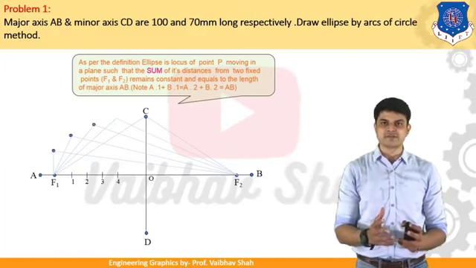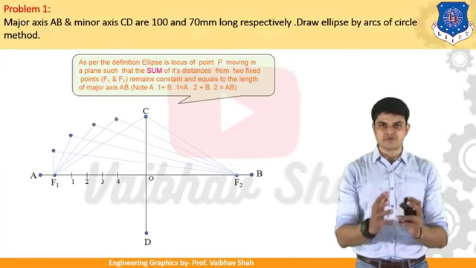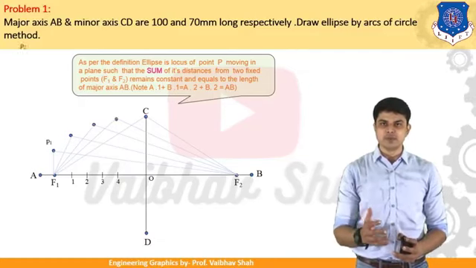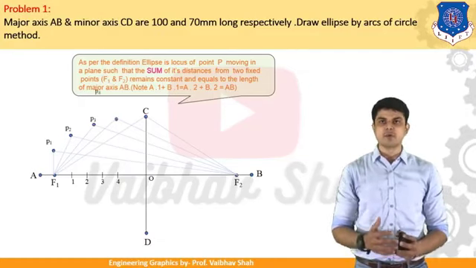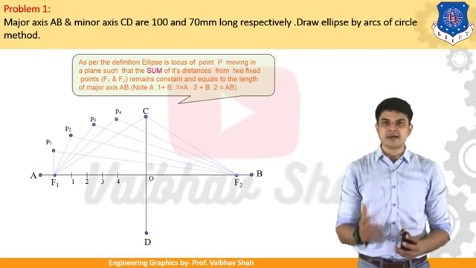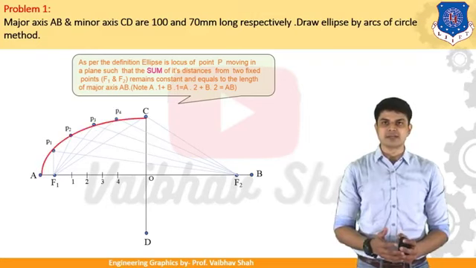So let us highlight these points of intersection. So we have got a total of 4 points, right? So now let us give the numbering as P1, P2, P3, P4 like this. So we have constructed the quarter of your ellipse, right? So now let us follow this procedure on another side.